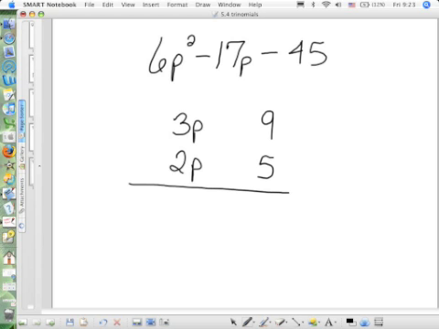All right, let's try it out. I've got 15p and 18p. Do these subtract to give me 17? No. Does that mean 9 and 5 are not the right factors? No, they may be in the wrong spot. Let's switch them.